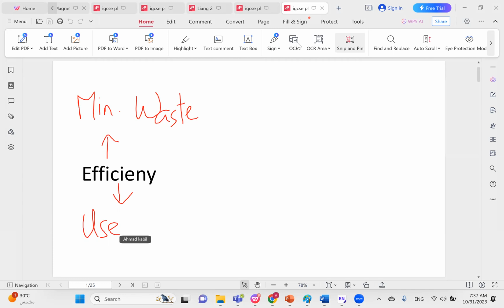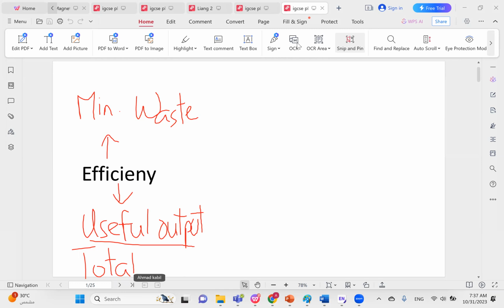Useful output divided by total input. And since we like to express it as a percentage, the result is multiplied by 100. These are the two main concepts that you need to know with regards to efficiency.